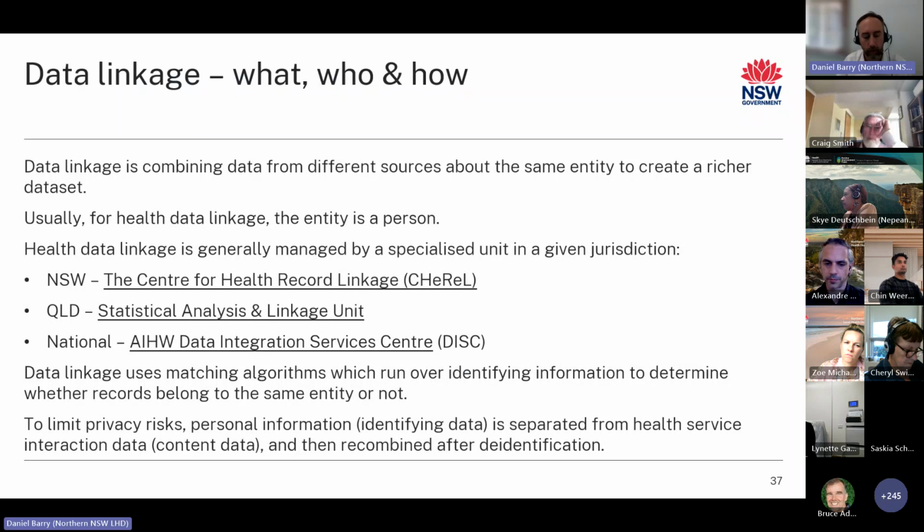That requires the identifying information, and consequently there's a fair bit of risk in terms of privacy and confidentiality. And so to limit that, the personal information, the identifying data, is separated from the health service interaction data, which the Cheryl would call the content data. The linkage process occurs on the identifying data, and then the identifying data and the content data are recombined after de-identification.